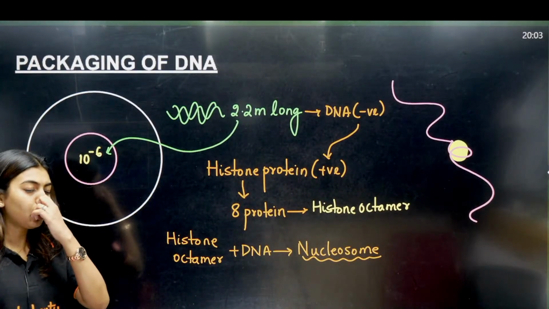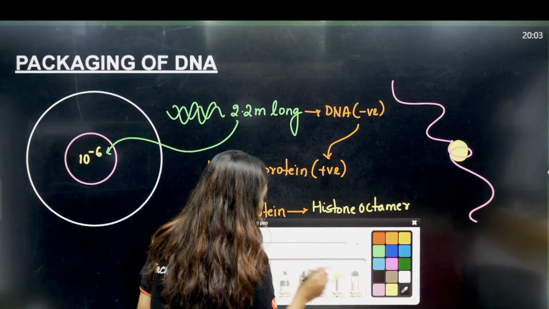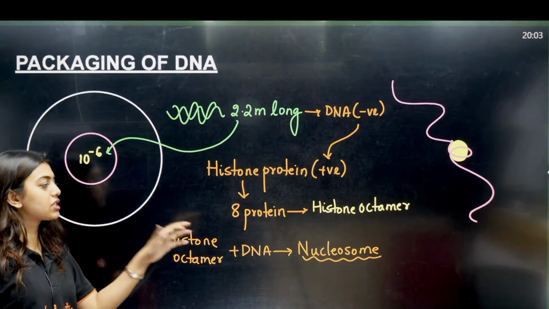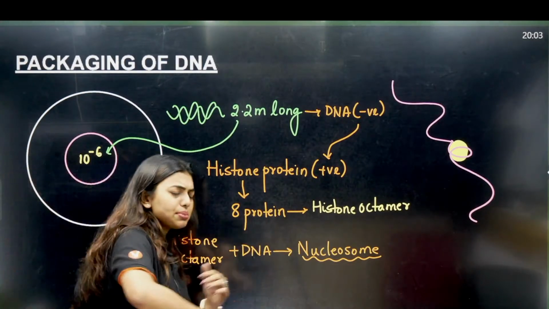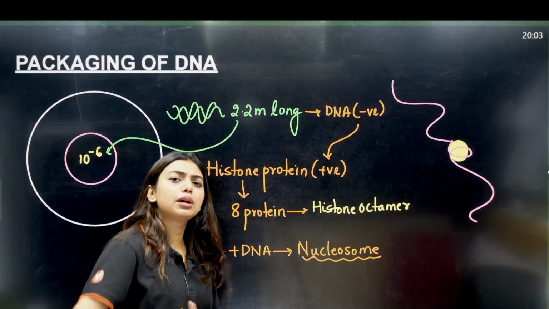Around 200 base pairs will be there in a nucleosome. So here you can remember that histone octamer plus DNA is equal to nucleosome, right? Like this, many nucleosomes come together to form your chromatin fibers. Like that, it becomes the chromosome.